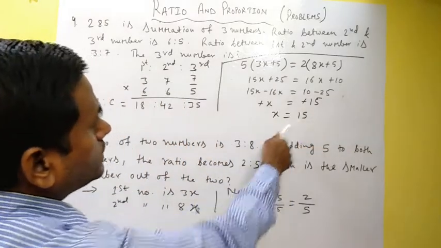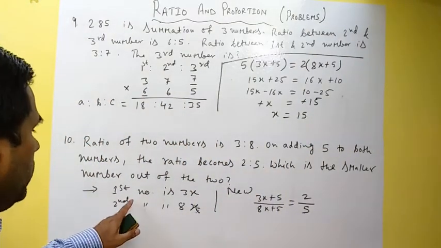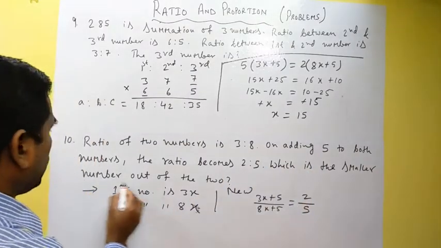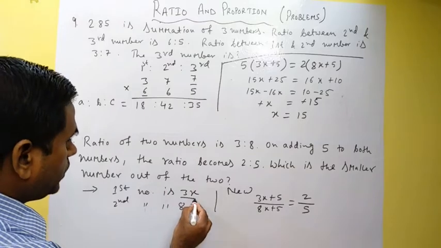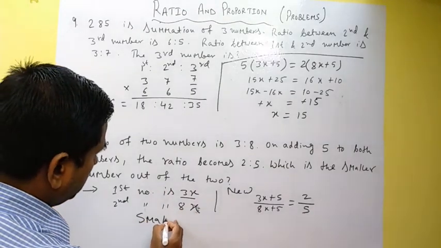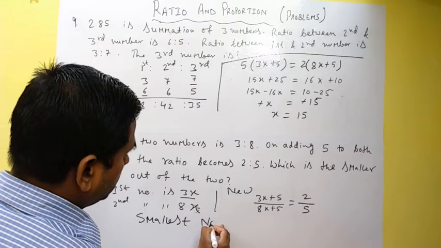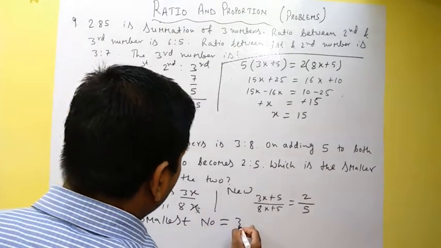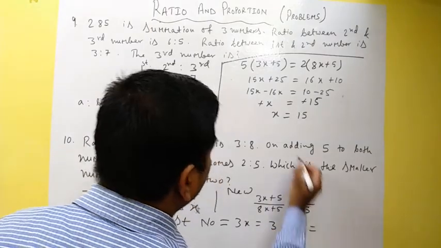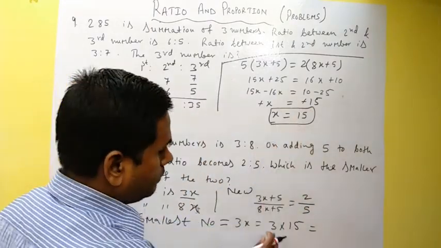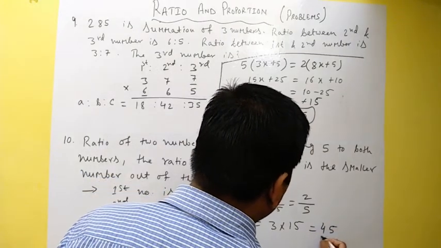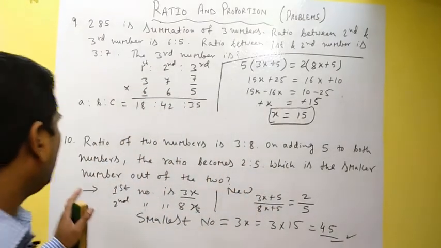So the value of x is 15 and our numbers are 3x and 8x. The question says which is the smallest number out of the two. So we know 3x is the smallest number, right? So we can say the smallest number is equal to 3x, which is equal to 3 into 15. The x value is 15, we have calculated here, and 15 into 3 is 45. Okay, so we have solved this problem also.